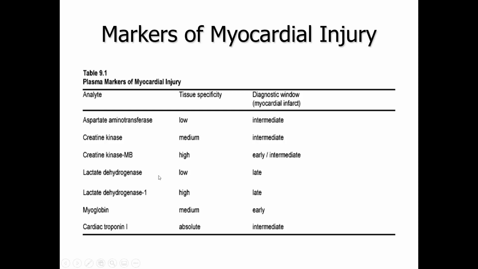Lactate dehydrogenase has a low specificity and it can be measured late. Lactate dehydrogenase 1 has a high specificity and it can be measured late. Myoglobin has a medium specificity and that has to be measured early. So within the first 8 hours, you want to try to get 2 separate measurements within the first 8 hours of the symptom onset. And cardiac troponin I has absolute tissue specificity, and it has an intermediate diagnostic window.